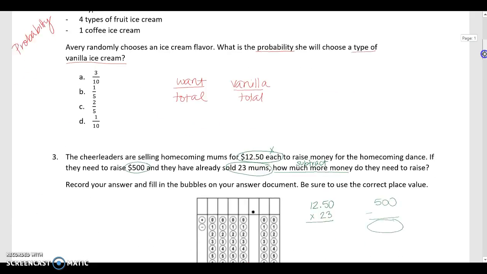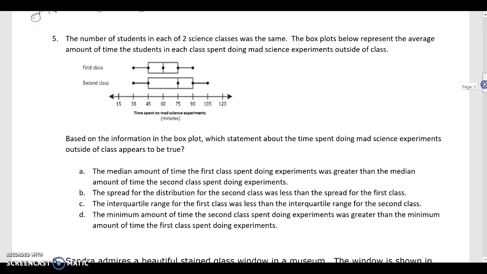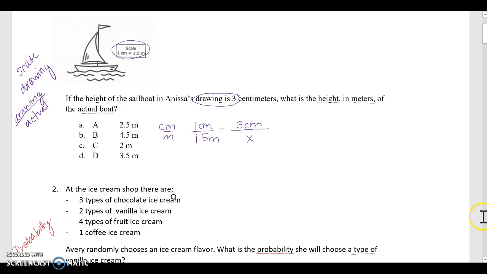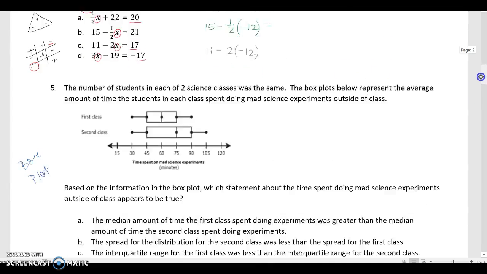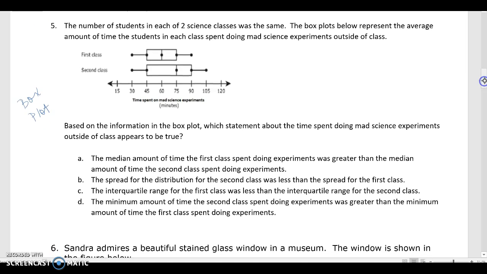Okay, problem number 5. Okay, so we know that this is a box plot problem. So when we have a box plot, we should always be analyzing our graph before you read your answer choices. And you want to look for the range, right?